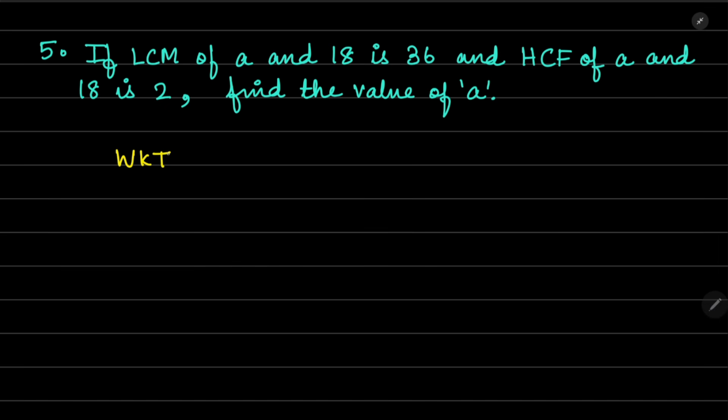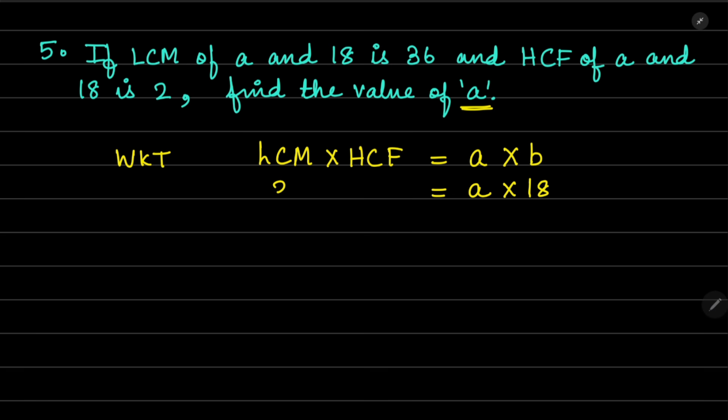We know that the product of LCM into HCF is equal to the product of the two numbers, namely a and b. One of the numbers is a, which we have to find, and the other number is 18. LCM of a and 18 is 36, multiplied by the HCF, which is 2.